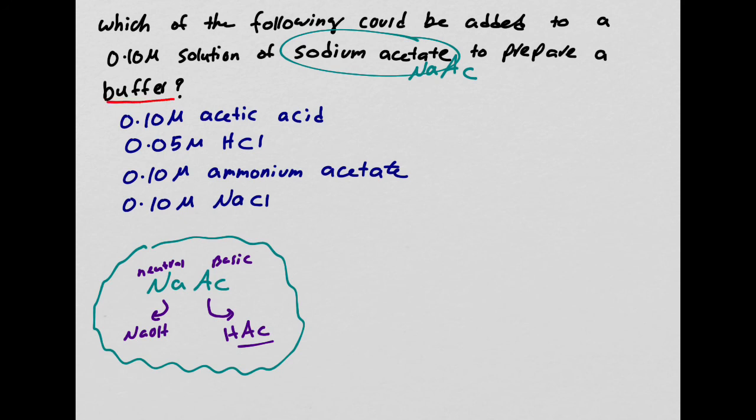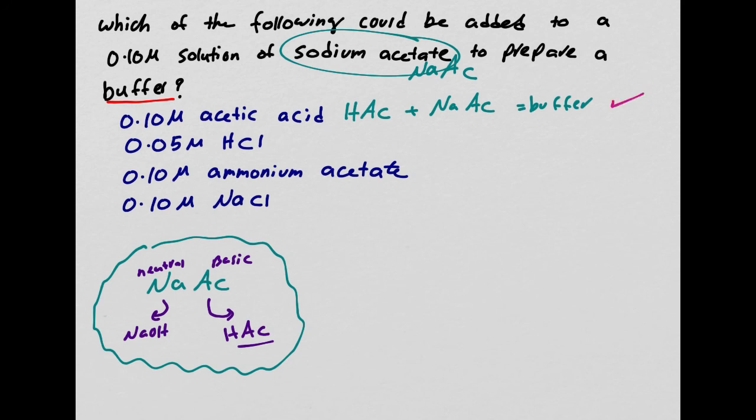The first option is, what if we add 0.10 molar acetic acid? So what happens if I add acetic acid? That's perfect. If I add acetic acid to sodium acetate, what do I end up having? I end up having a buffer pair, don't I? Because if I add 0.10 acetic acid to 0.10 sodium acetate, that's a 1-to-1 buffer ratio. That's a great buffer. So yeah, that could work.